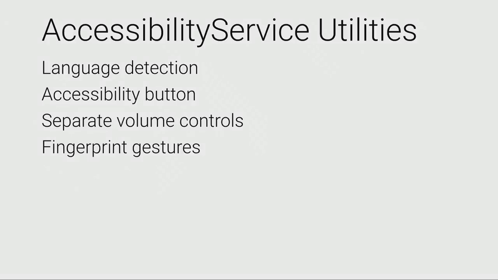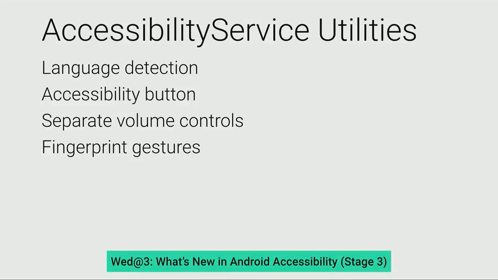Accessibility service utilities. If you're writing an accessibility service, great thing to do. We have new capabilities that you can take advantage of. Language detection, the ability to put a button in the navigation bar along with the other buttons there to make it easier to access your stuff. Separate volume control for accessibility volume, so you're not conflating that volume with other volumes on the devices. And also the ability to define custom gestures, custom fingerprint gestures. If you want to learn anything more about these, there's a session this afternoon on accessibility that you should check out.